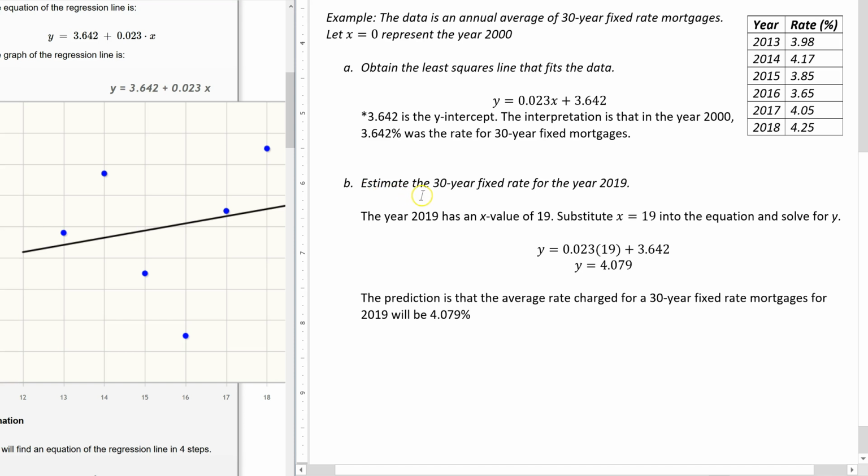Part B says estimate the 30-year fixed rate for the year 2019. So 2019 would have an x value of just 19. I'm going to substitute this x value of 19 into the linear equation. So substituting 19 in and multiplying it with the slope, then adding the y-intercept value, I arrive at 4.079. That means the predicted mortgage rate for the year 2019 on average will be 4.079 or about 4.08.